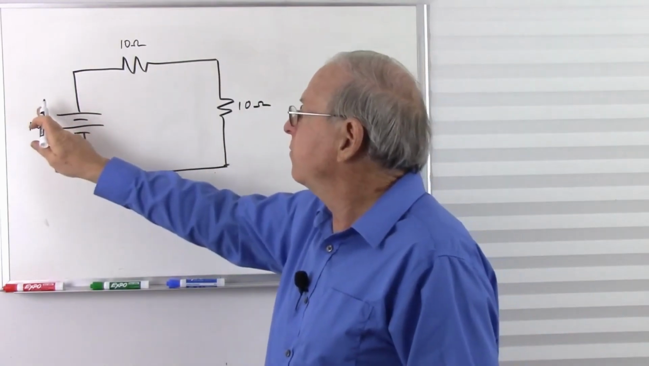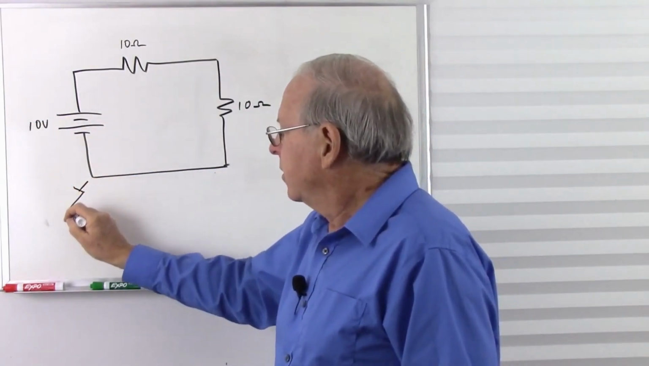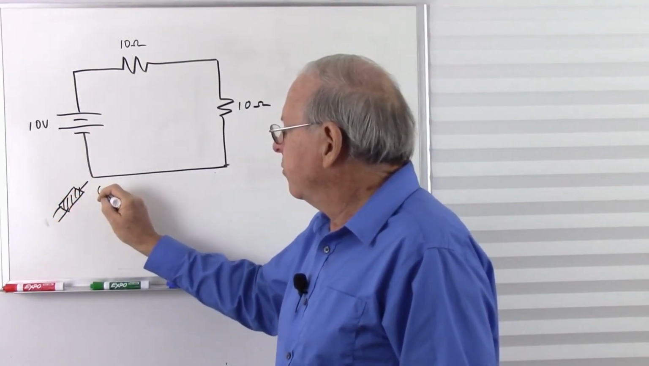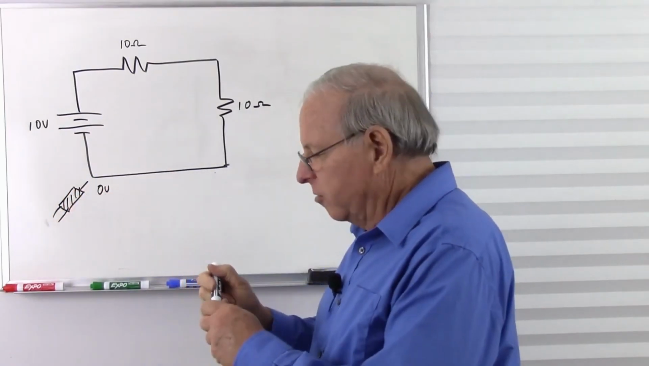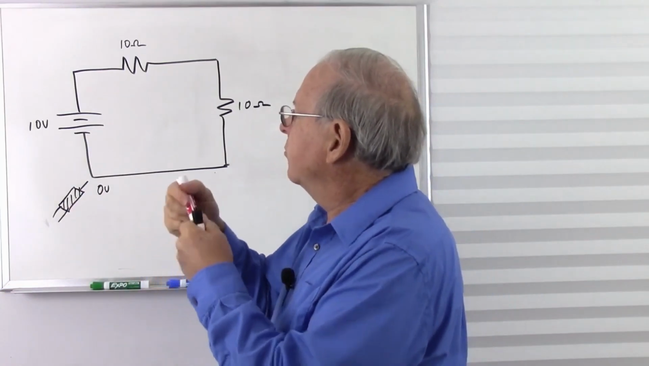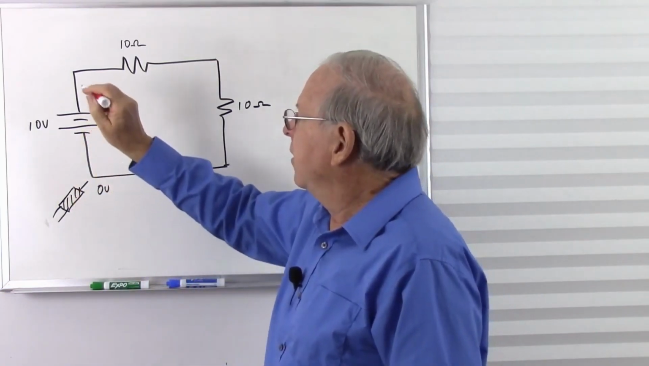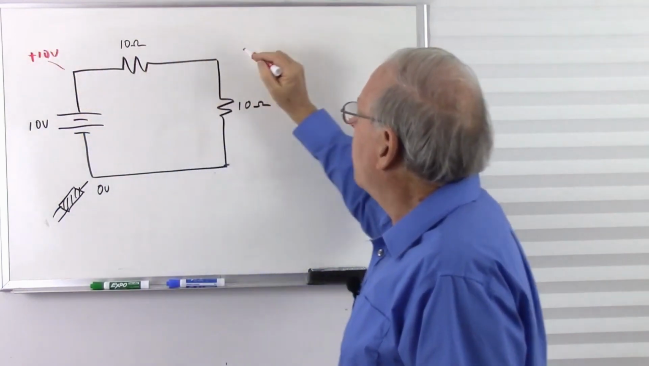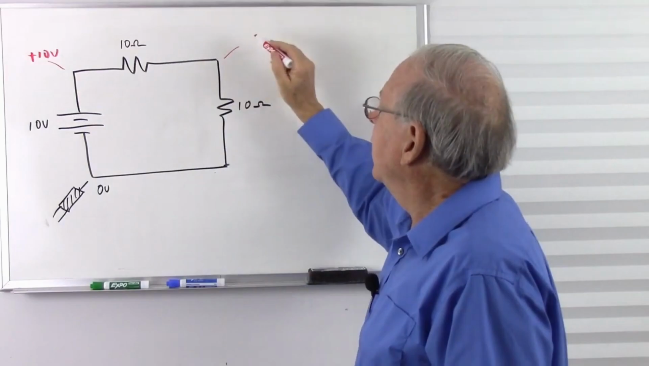We're starting out with 10 volts. So let's put our black lead here, making that 0 volts. And then we're going to use our red lead and start measuring voltages. So we put our black lead here, our red lead there. We're going to measure plus 10 volts. What are we going to measure here?